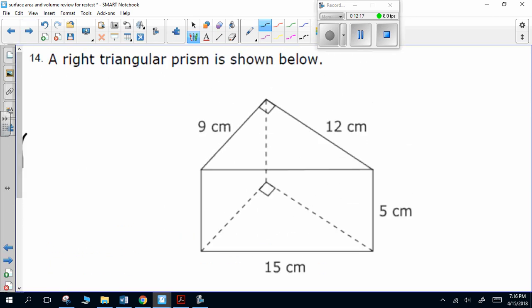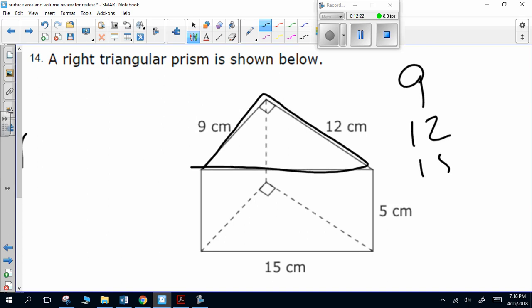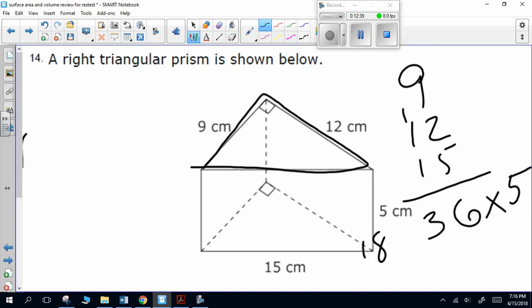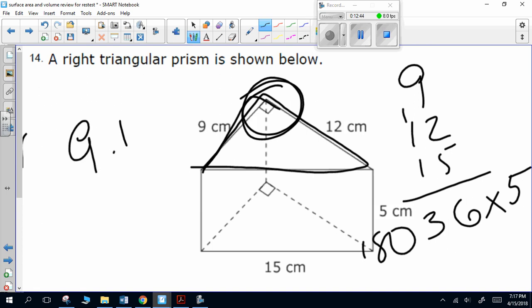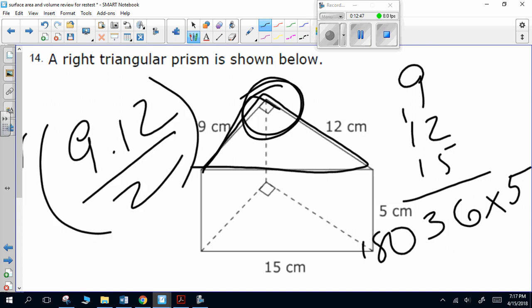All right, number 14, a triangular prism is shown below, and you are being asked to find the surface area of it. So remember, it's the perimeter of the base. So 9 plus 12 plus 15, which is 36, times the height, which is 5, and 36 times 5 equals 180, plus the area of the base, and here's my right angle, so 9 times 12 divided by 2 times 2, because there's 2 of them, so that's 108, and 180 plus 108 is 288.